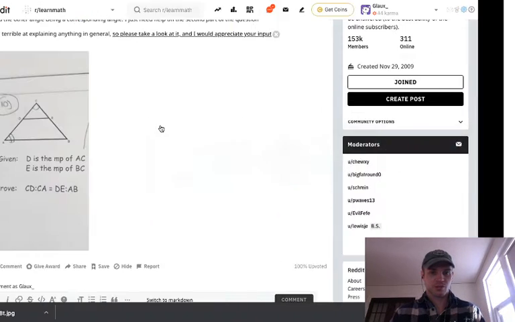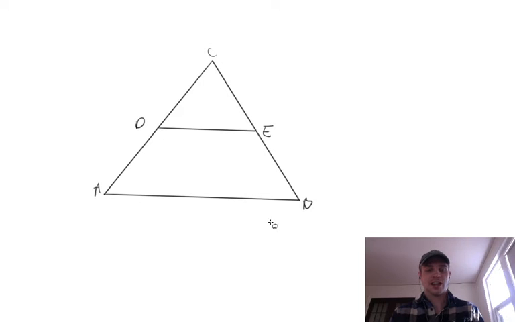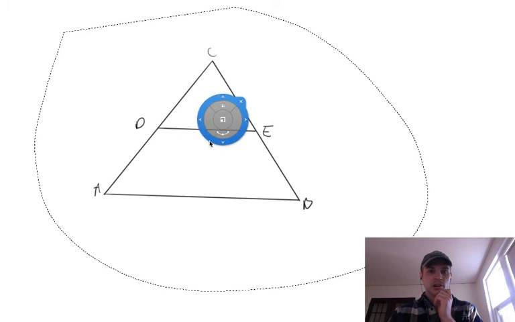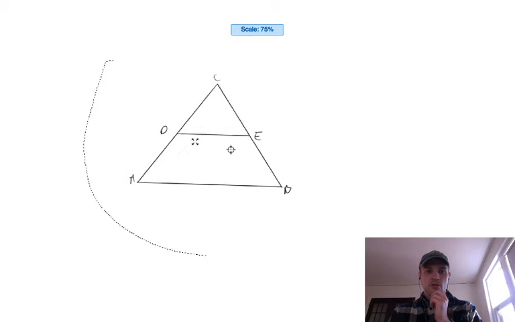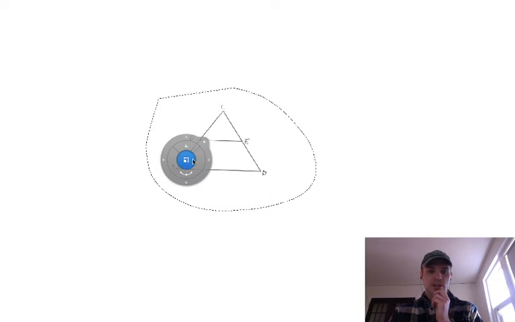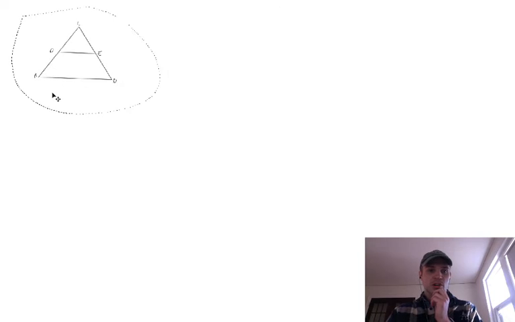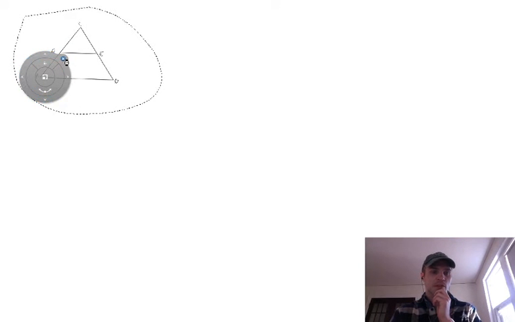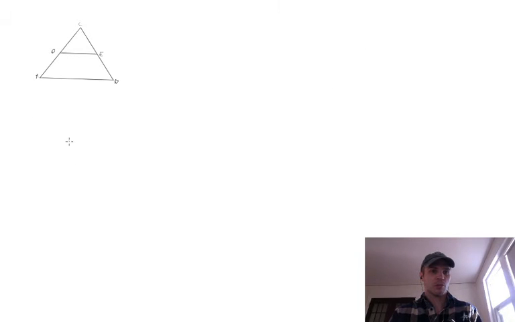Let me just look. Let's go back. CD to CA, okay, that was right, is equal to DE to AB. So the ratio of the corresponding sides is equal. And we can get that directly from the similarity of those two triangles. So let me just shrink this down. We're going to keep it as a visual reference, but we don't really need it anymore. Then I'll put it up here. We'll go back to pen here.